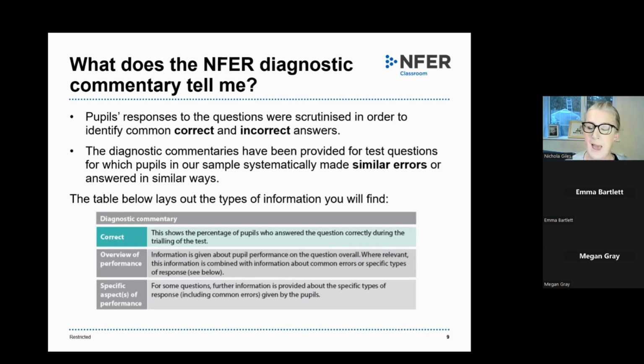So you're looking at similar errors in the sample versus the errors that your pupils might be making, and having that comparison. On certain questions within the diagnostic commentary, you can see the percentage of how many got it correct, that overview of the performance. It's a bit like a narrative in there, and I will be giving examples. Then there are particular aspects of performance and misconceptions about things that you may do, like Kieran was saying earlier, going forward for the next half term or term.